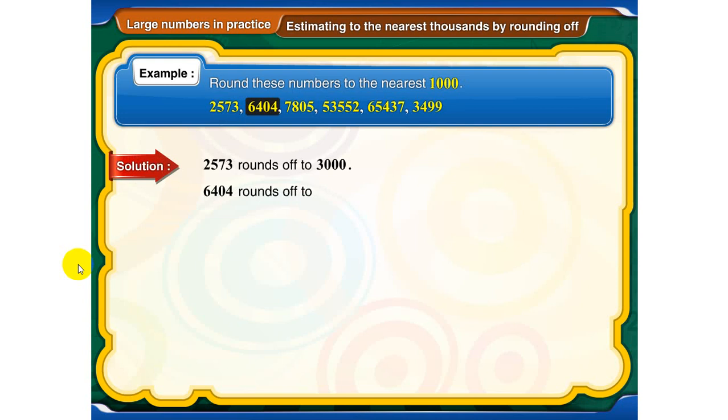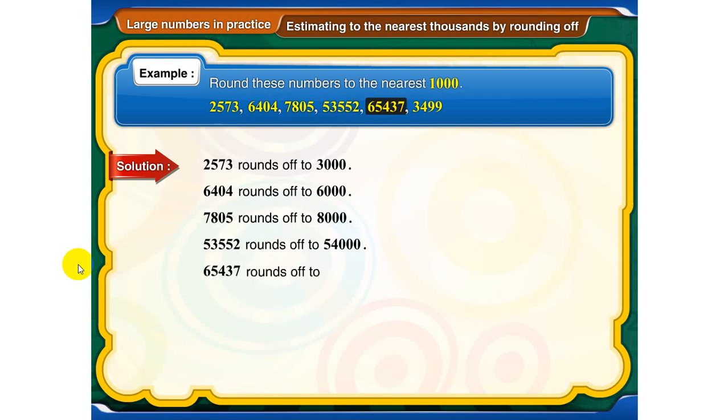6,404 rounds off to 6,000. 7,805 rounds off to 8,000. 53,552 rounds off to 54,000. 65,437 rounds off to 65,000. 3,499 rounds off to 3,000.